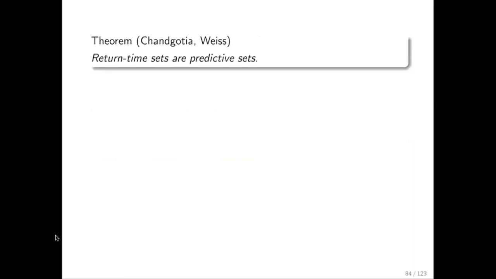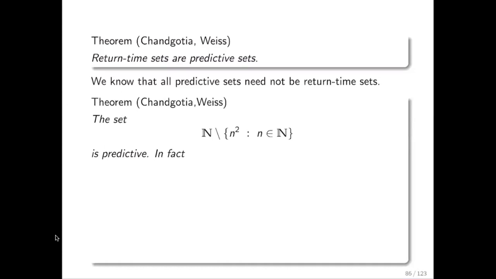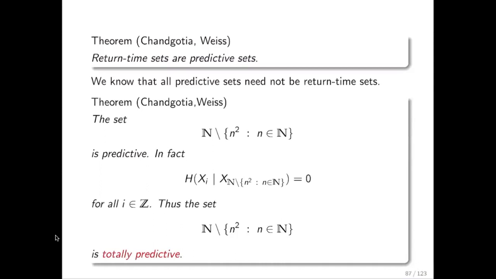It turns out that return time sets, this theorem where we say that return time sets are predictive, gave us sufficient conditions. We know that there are predictive sets which need not be return time sets. And this is due to a theorem that I have with Benjamin Weiss, which says that if I take the natural numbers and remove the squares, then that is a totally predictive set. So not just can it predict the present, it can predict the entire sequence, so for all i. My definition of predictivity was that x0 conditioned on this should be equal to 0, right? I can write x0 as a function of the rest. In fact, I can write xi as a function of the complement of the squares for all i in Z. So thus this set is totally predictive.